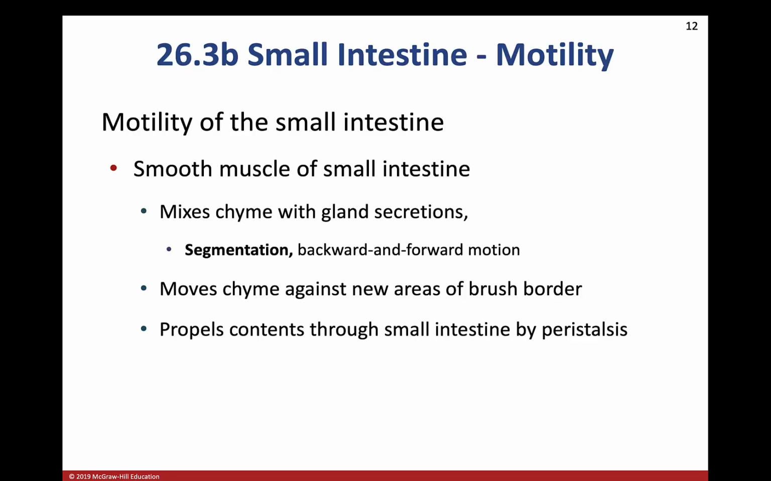Now, once again, motility is an especially important topic, and when we look at the smooth muscle of the small intestine, it primarily mixes chyme with glandular secretions. And here we're talking about segmentation, and this is a backward and forward motion, which results in the movement of chyme against these areas of the brush border. Contents of the small intestine will be propelled through the small intestine through peristalsis.